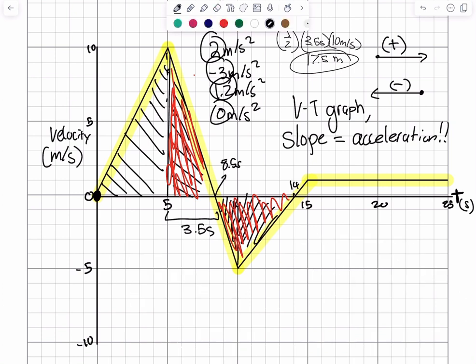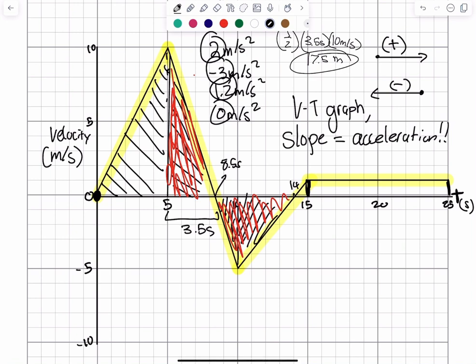Very simple. Why don't we try and find the distance traveled from 15 seconds to 25 seconds? Take your time, pause the video. Okay, we're back. So from 15 seconds to 25 seconds, what do we do? Well, remember, distance traveled, ignoring negatives, is the integral, is the area under the curve. And what's the area here? It's a rectangle. I sure hope you know how to take the area of a rectangle by now. It's just base times height.